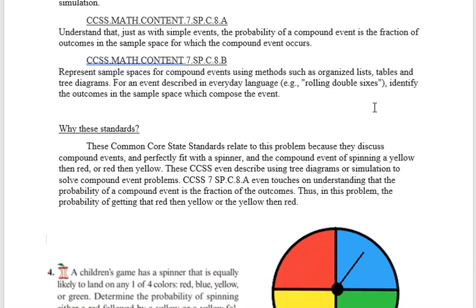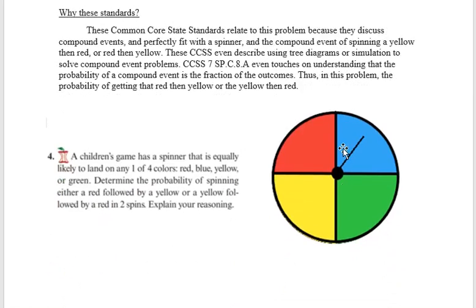Why did I choose these standards? Well, these Common Core State Standards relate to this problem because they discuss compound events and perfectly fit with a spinner, and the compound event of spinning a yellow then red or red then yellow. These standards even describe using tree diagrams or simulation to solve compound event problems. CCSS 7.SP.C.8A even touches on understanding that the probability of a compound event is the fraction of the outcomes. Thus, in this problem, the probability of getting that red then yellow or the yellow then red.